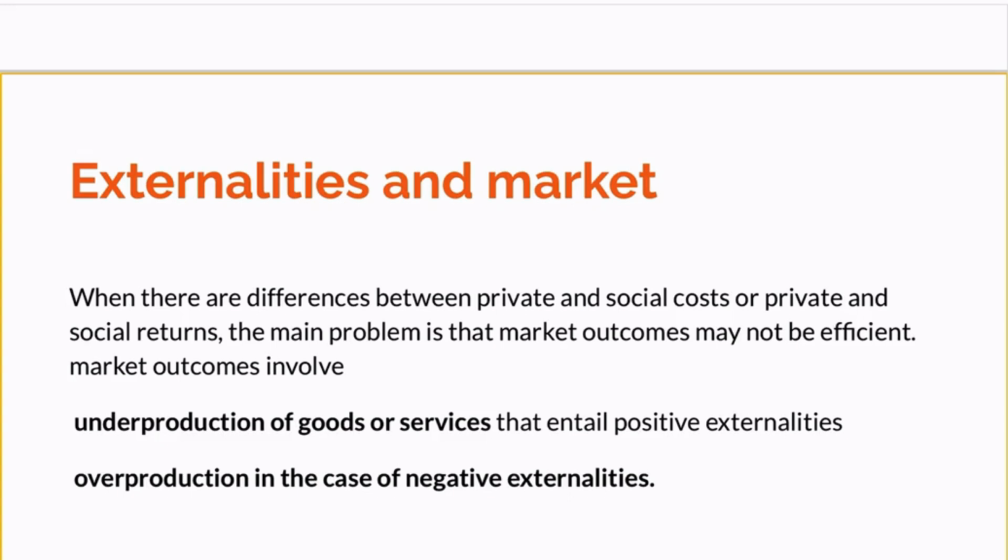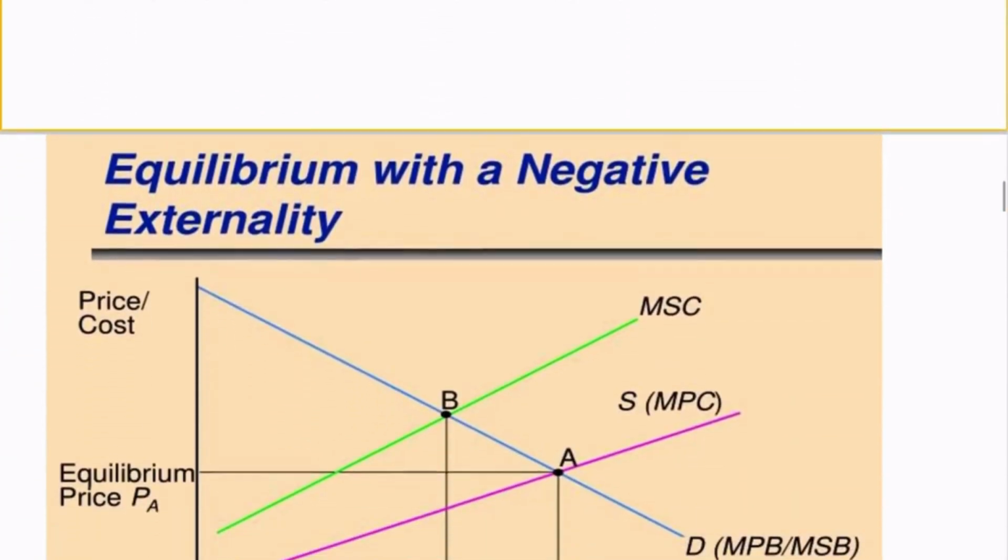When I'm saying overproduction of goods, I mean overproduction with reference to what is socially desirable number of goods to be produced, right? So if there is a negative externality, what we find is the number of polluting goods produced is more than what is socially desirable. And if there is a positive externality, the number of goods or services produced is less than what is desirable to be produced. Let us understand this with the help of some graphs.